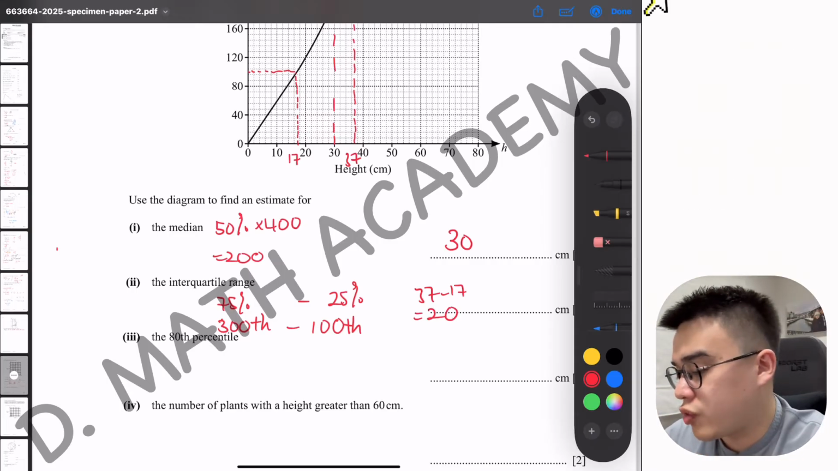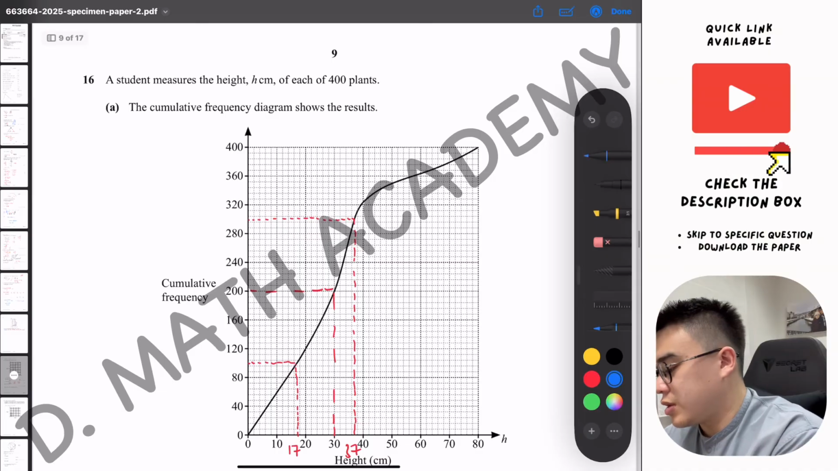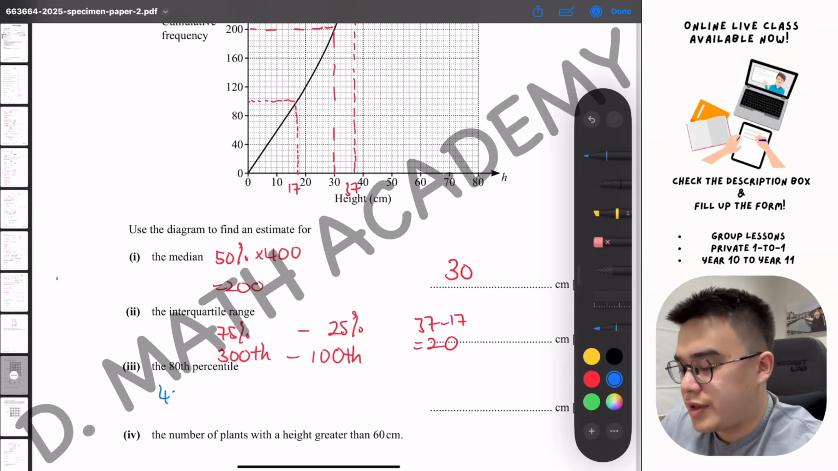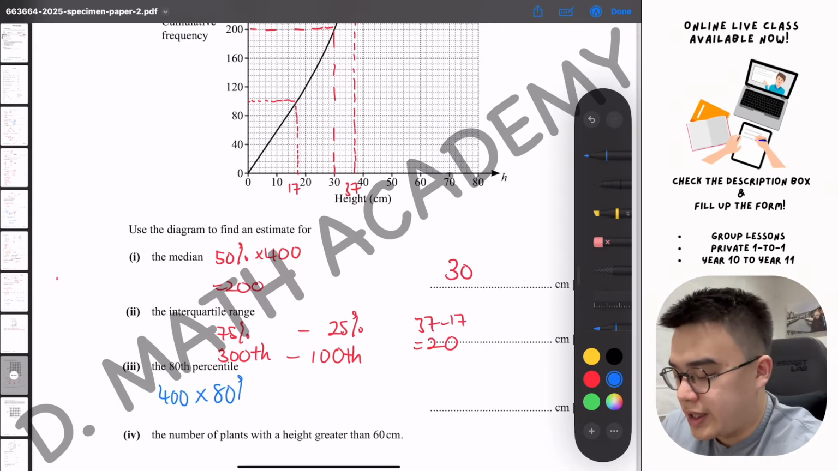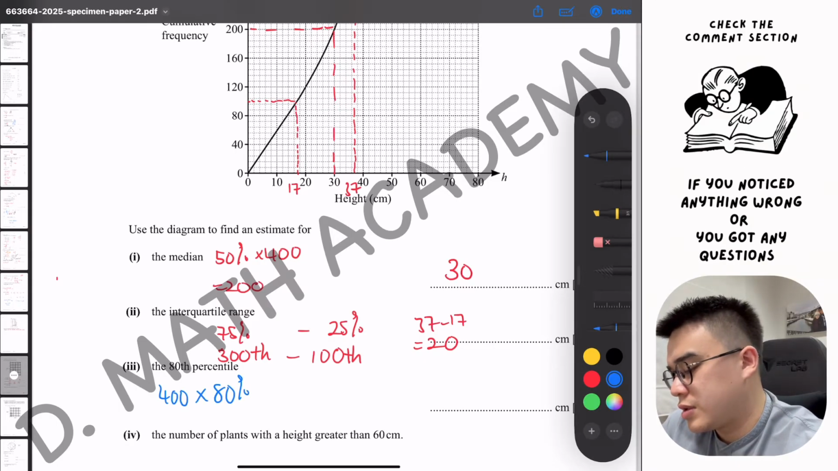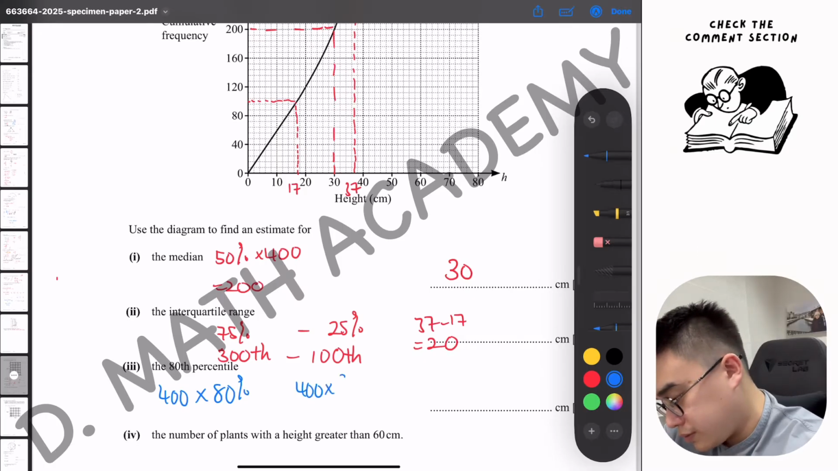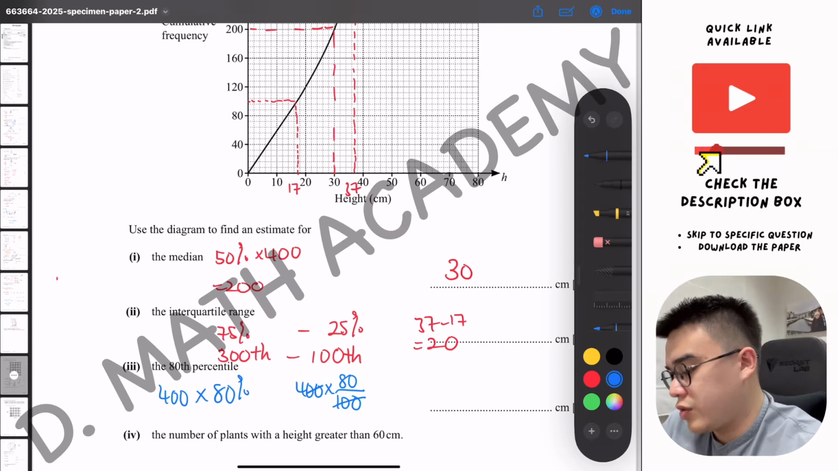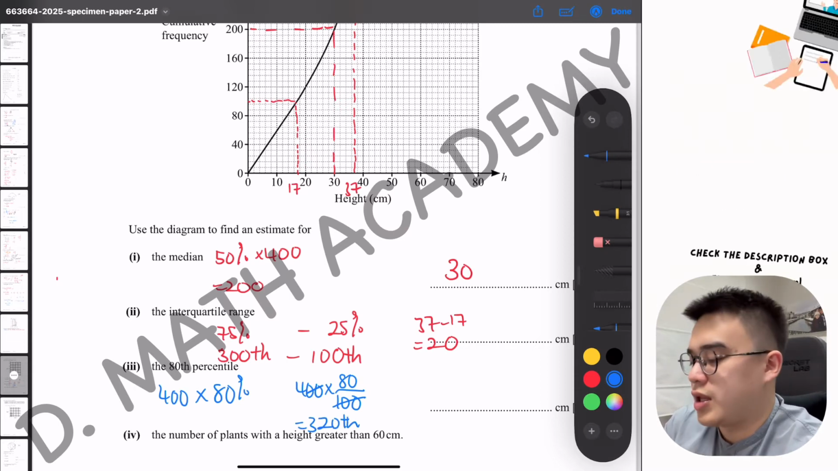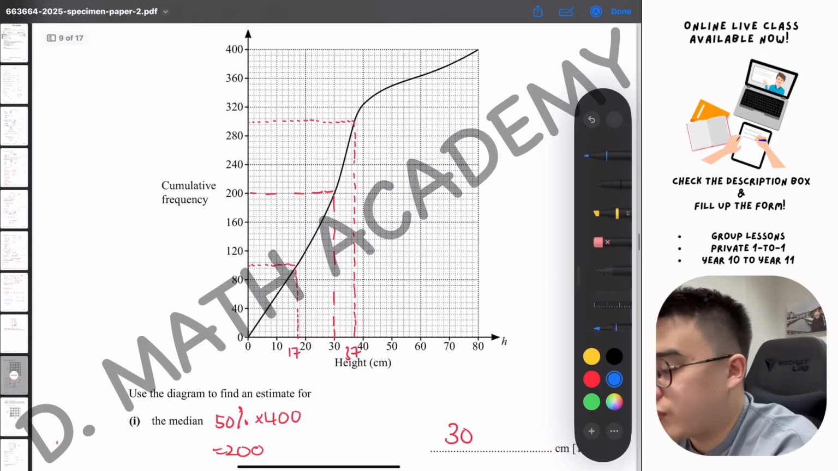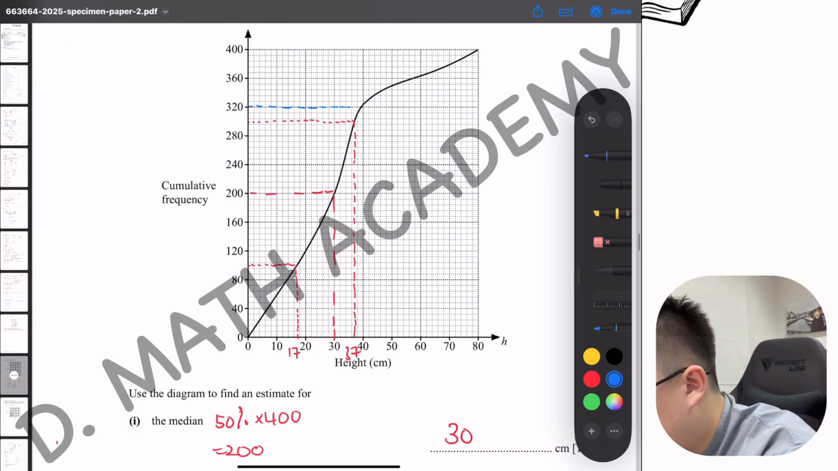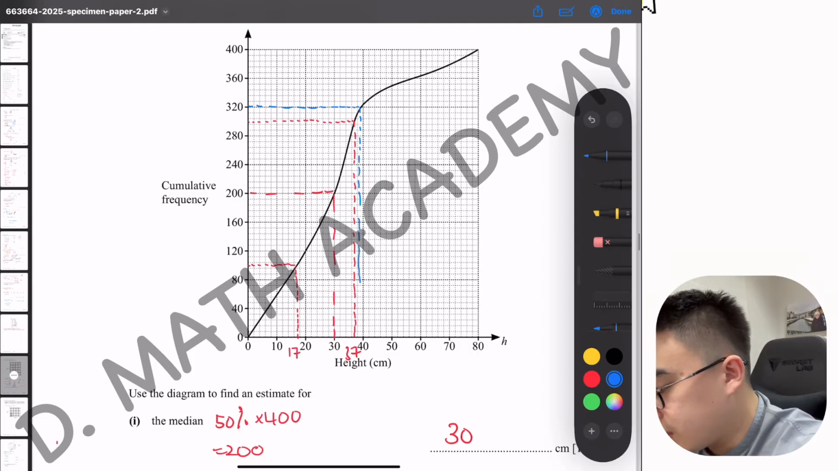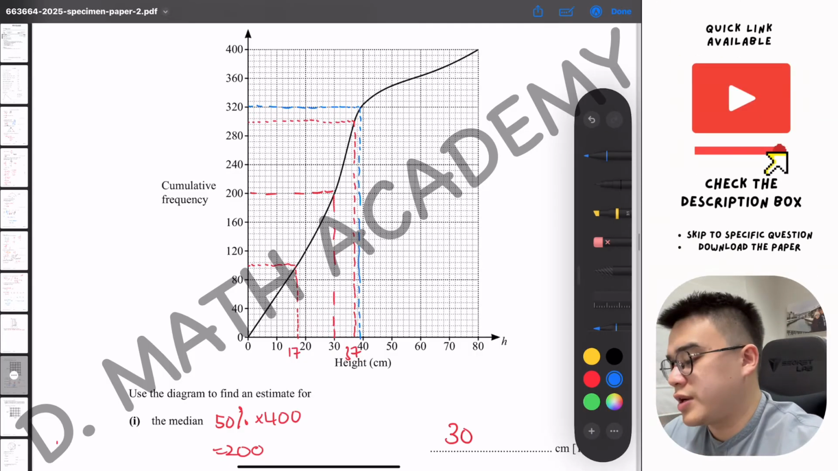All right. So for 80th percentile, trace again, 80% of it, 400 times 80%. Cut off the zeros, it will be 320. So when you check 320, and then you bring it down to the exact answer, it's approximately 39.